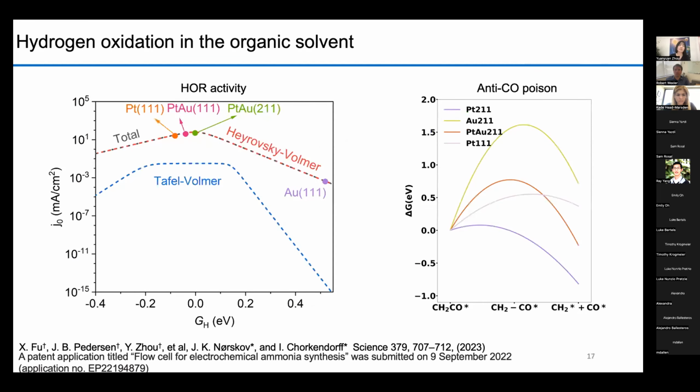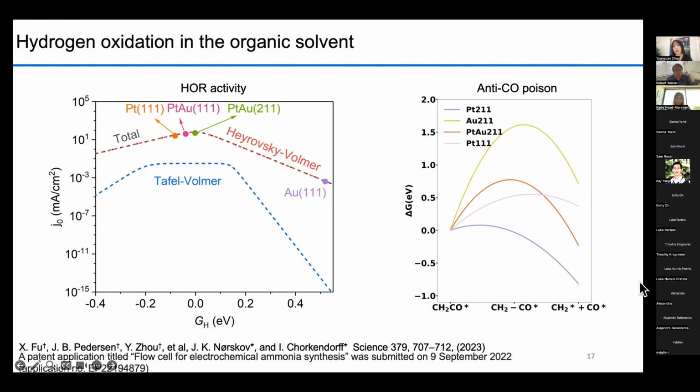As a theoretician, we want to understand the mechanism of hydrogen oxidation in the organic solvent. As shown here, this is the current density as a function of the hydrogen adsorption energy, and we found that the platinum-gold catalyst has a similar hydrogen oxidation activity to that of pure platinum, while the dissociation barrier of the CH and CO species has a considerable value on the platinum-gold surface, but is very small on pure platinum, which means, as we all know, that platinum is easily poisoned by CO.